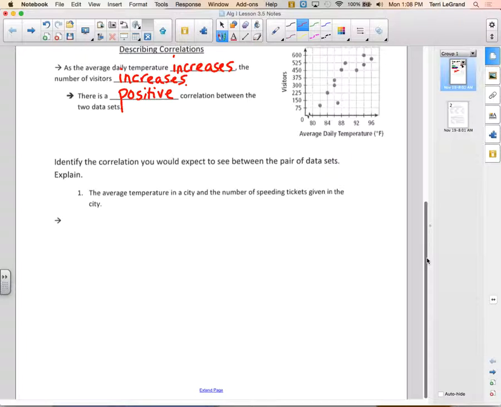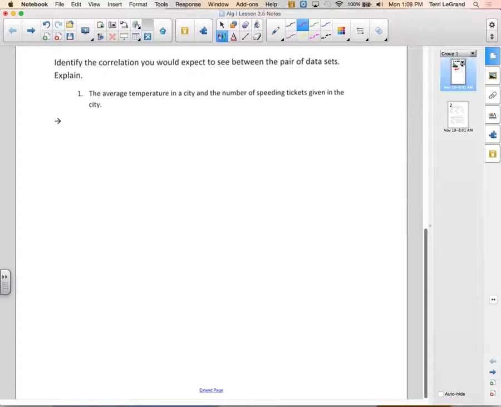Identify the correlation you would expect to see between the pair of data sets and explain. So the average temperature in a city and the number of speeding tickets given in the city. Okay, what do you think? No correlation. Why not? What's our explanation going to be? There's no relationship between temperature and speeding tickets. Okay, so you're saying the temperature outside really should not affect how many speeding tickets are given out.